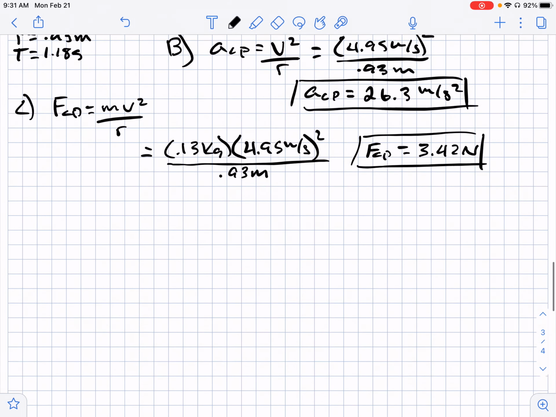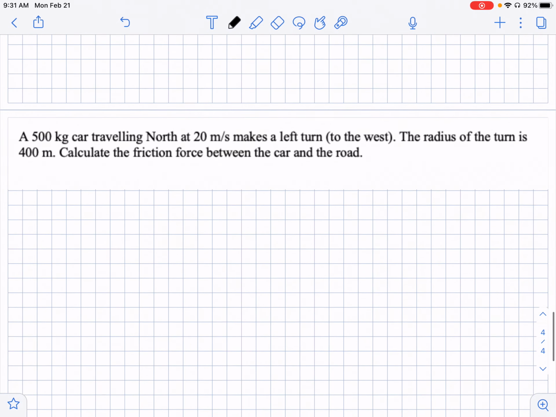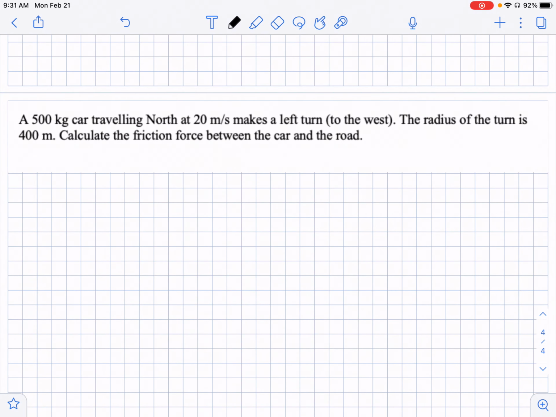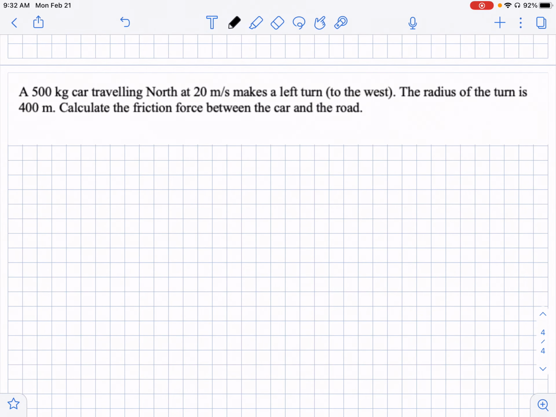Let's look at another example. This one says we have a 500 kilogram car traveling 20 meters per second. It makes a left turn, and the radius of the turn is 400 meters. We're asked to calculate the friction force between the car and the road. To start this one, let's make a free body diagram.